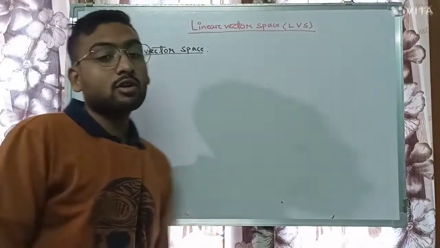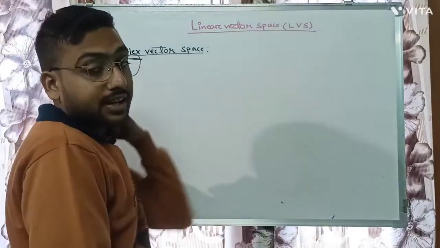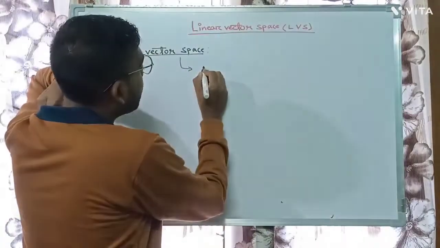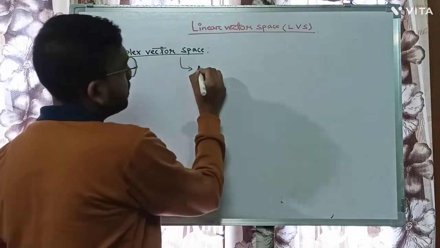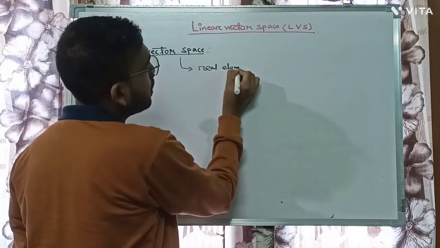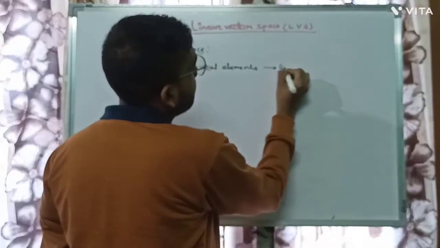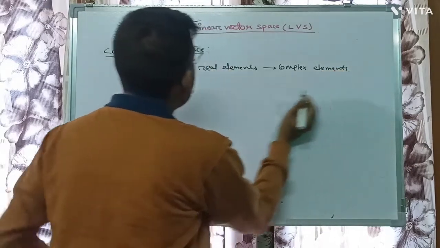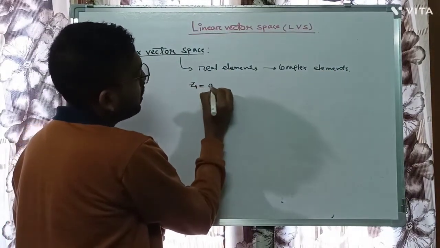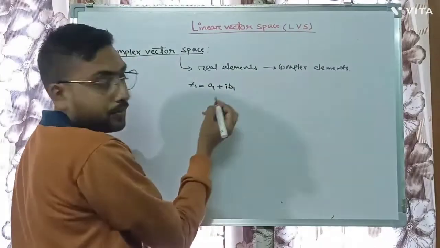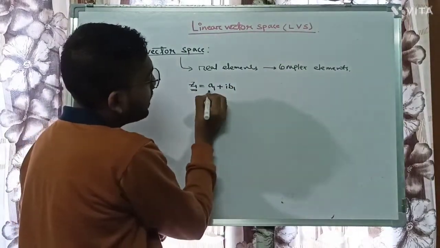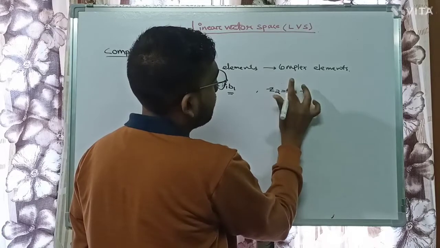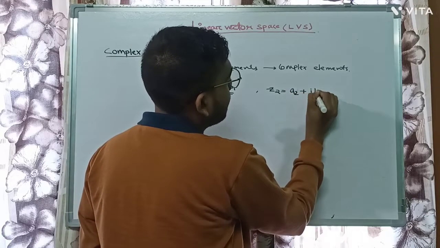So now we are going to learn about a complex vector space. A complex vector space is similar to the linear vector space where the elements are real, but we interchange the real elements with complex elements. The complex elements are written as, if I have a complex element Z1, then it is written as A1 plus iB1. Similarly, Z2 is written as A2 plus iB2.